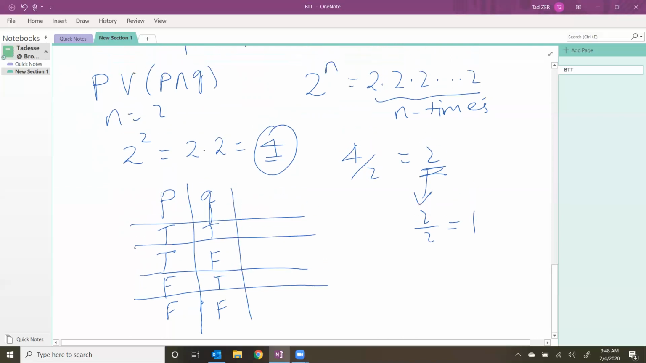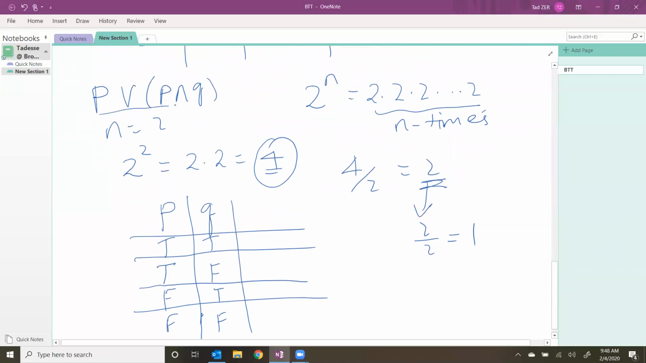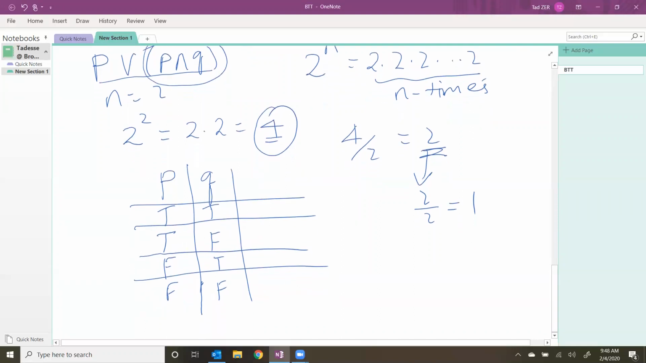Now, you see here, I cannot directly compute it. I need to find first what is P and Q. So I will say P and Q. Now true and true is true, true and false is false, false and true is false, false and false is what? False.